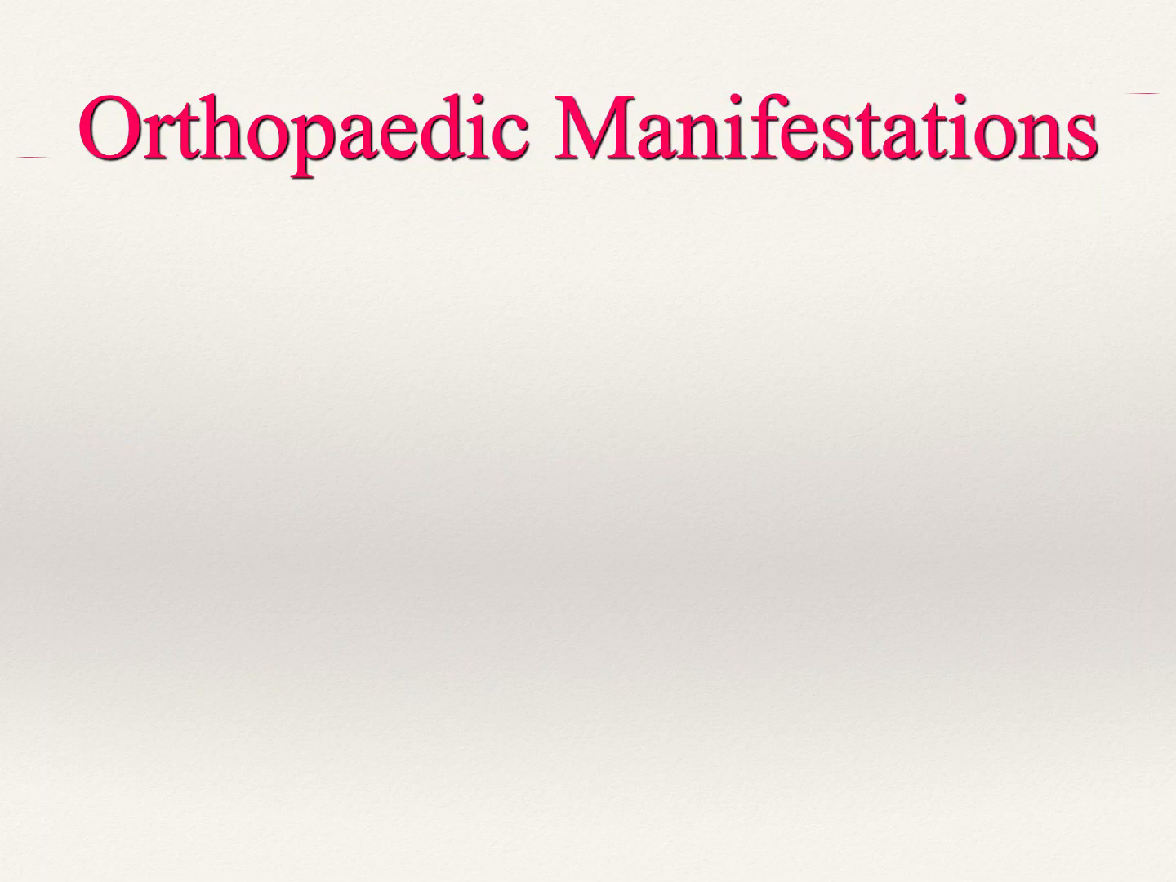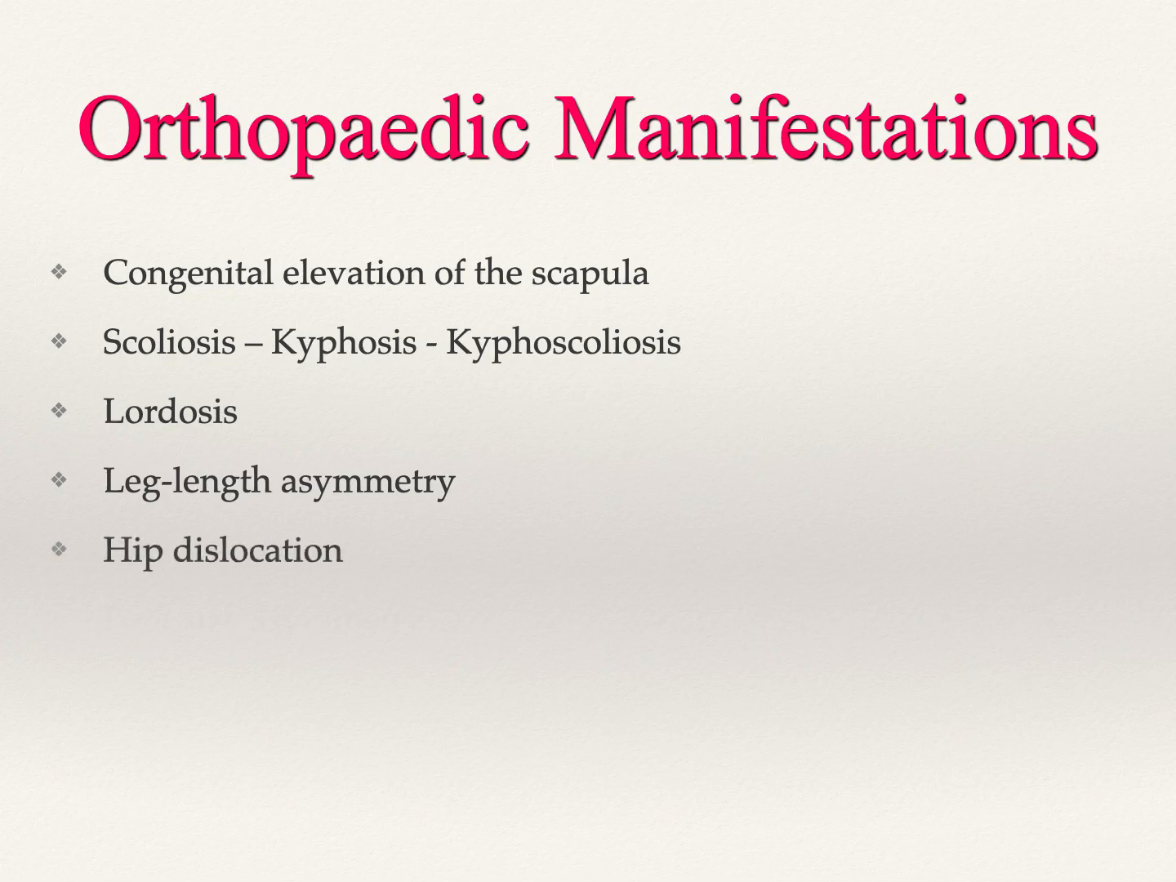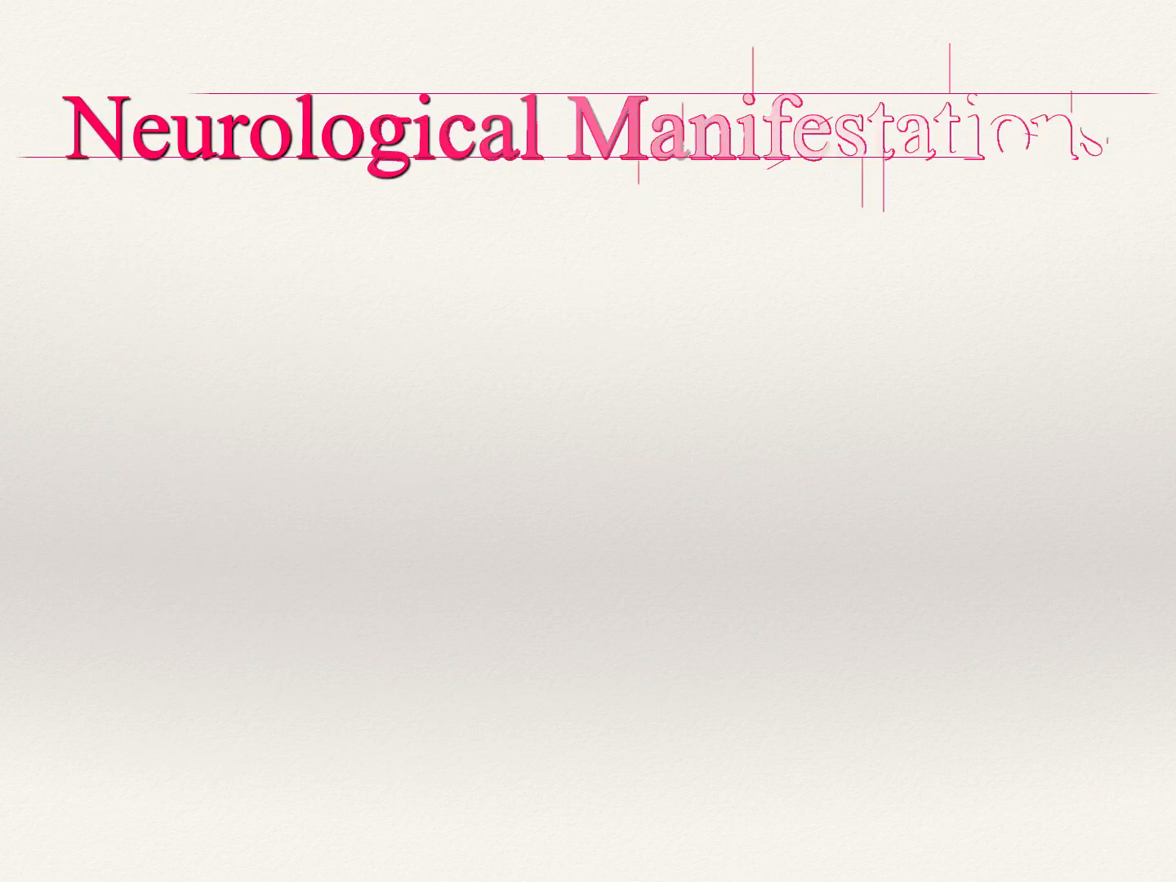Other orthopedic manifestations can be elevation of the scapula, scoliosis, kyphoscoliosis, any kind of abnormal curvature of the spine, leg length asymmetry, hip dislocations, foot size asymmetry like we've seen, valgus, varus, and cavus foot deformities, and vertebral body abnormalities or deformities like in the last slide.